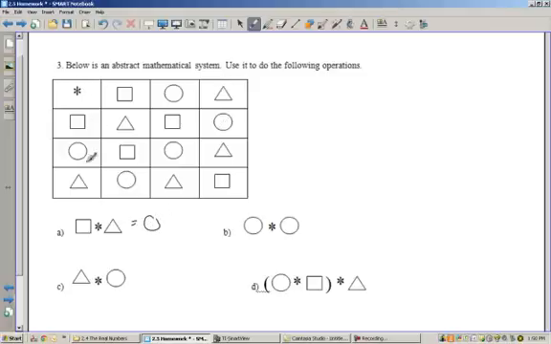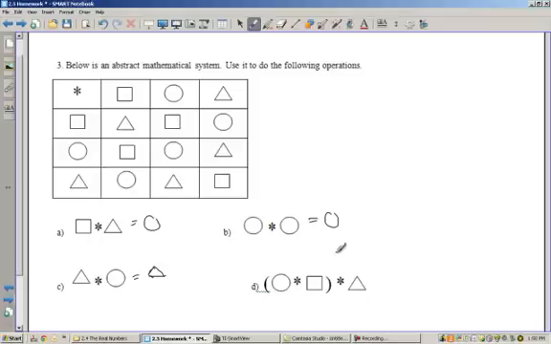Circle star circle is circle. You're just reading off the table, just like our addition tables and multiplication tables, really. And then triangle star circle is what? Oh, it's triangle. So triangle star circle is triangle.